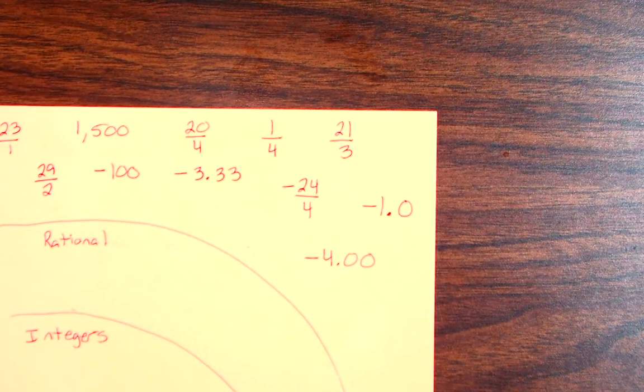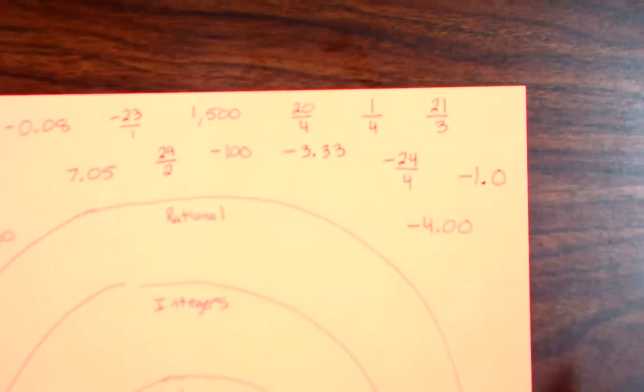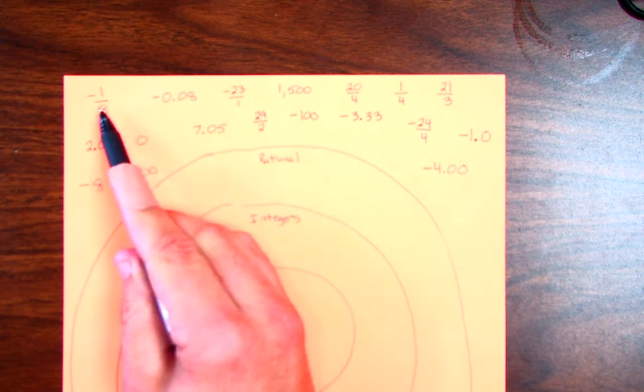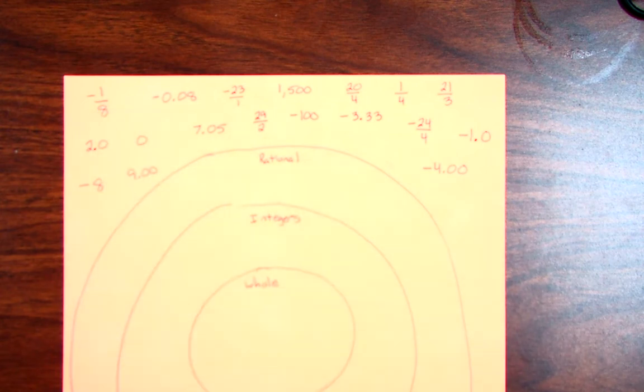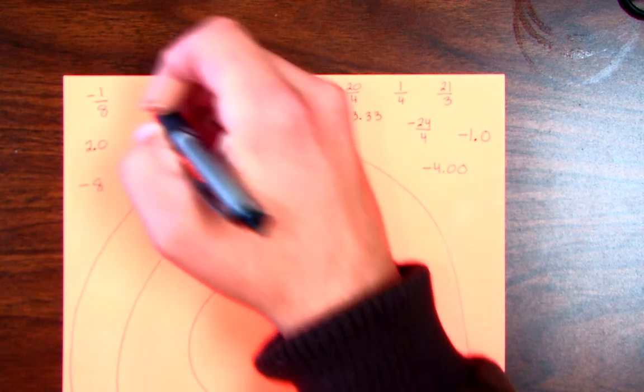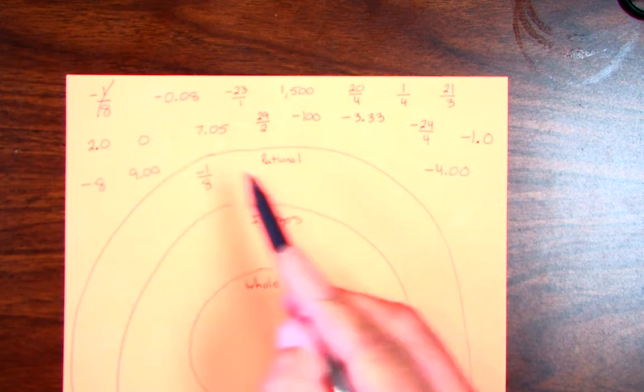Alright, on the last video, I made this take-home review for your first test. I am now making the answer key. So here we go. We have -1/8. That fraction cannot simplify to a whole number, so it is rational. I have a decimal. It's a rational number.